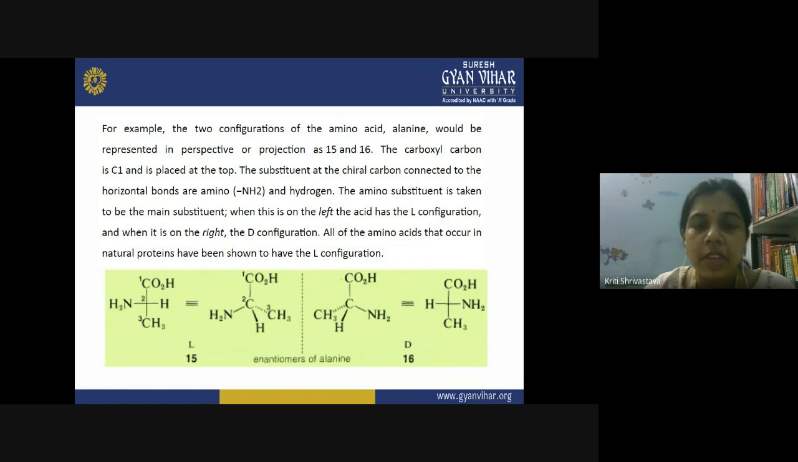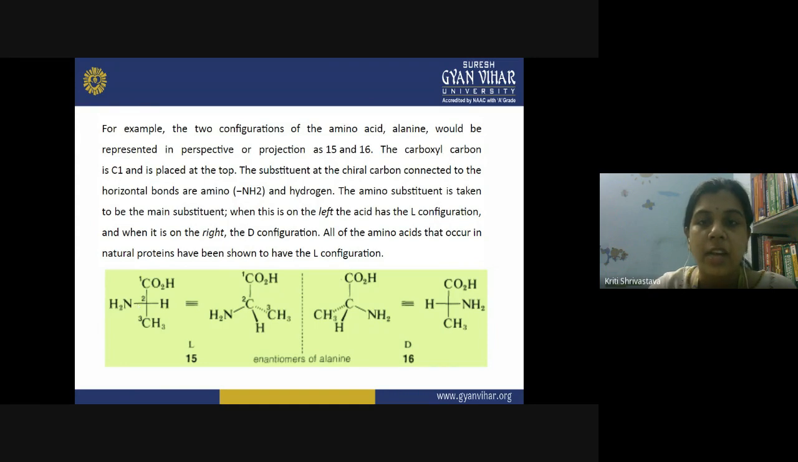Yes, alanine is explained again here. The two configurations of the amino acid alanine would be represented, and their projections are shown in the 15 and 16 diagram. The carboxylic carbon is placed at the carbon number 1 position and at the top. Now the substituents at the chiral carbon are connected to the horizontal bonds, amino and hydrogen. The amino substituent is taken to be the main substituent, and this is the key point.